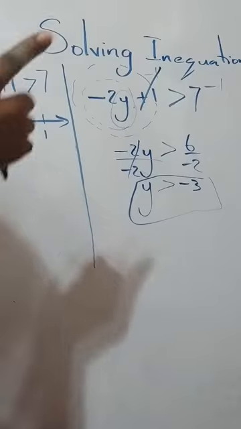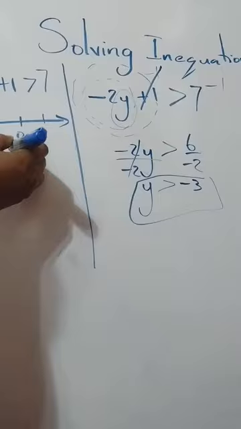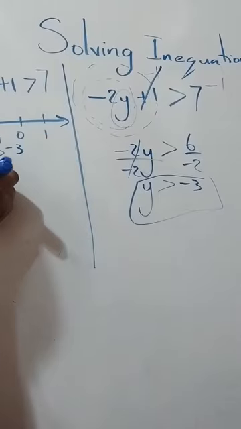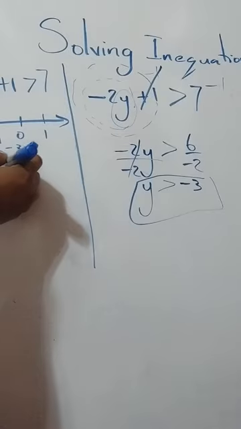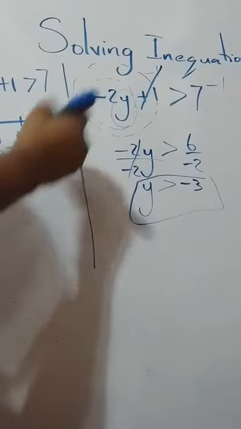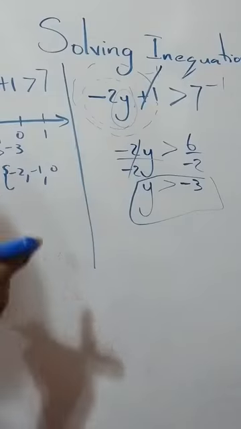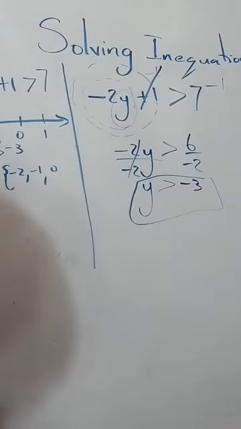I'm going to choose negative 2. So if y is greater than negative 3, then I could say y could be equal to negative 2, negative 1, 0, and all of that. So I'm choosing the first one. Let's choose y to be negative 2, and we're going to substitute to see if that would make this statement true.